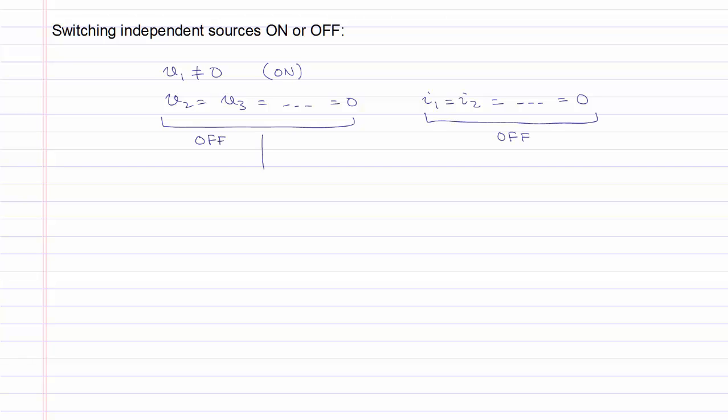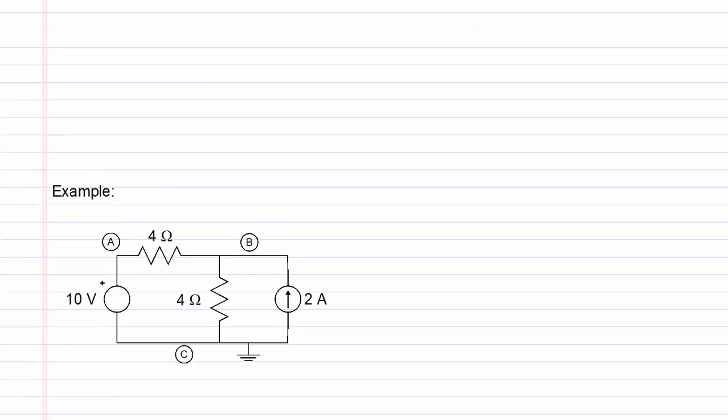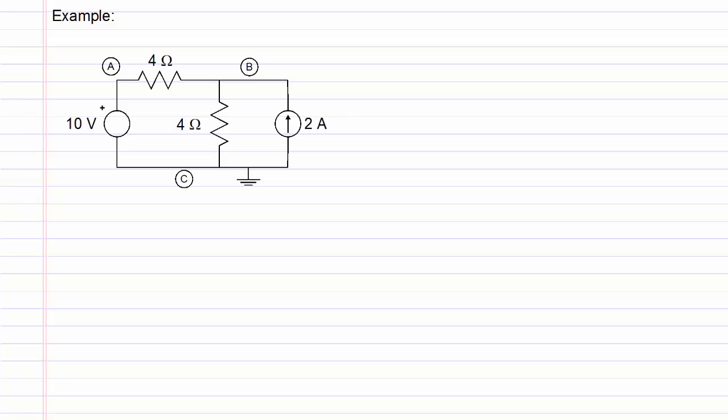Also recall that when a voltage source has been switched off or its value is equal to 0, we say that it is replaced by a short circuit. And when a current source is switched off or its value is equal to 0, it is replaced with an open circuit. We will now solve an example circuit using superposition.